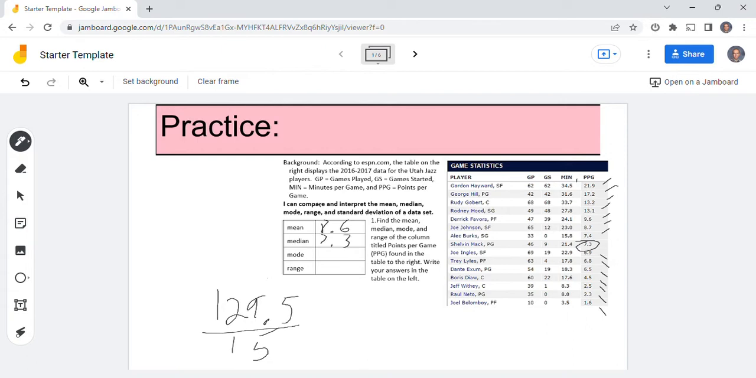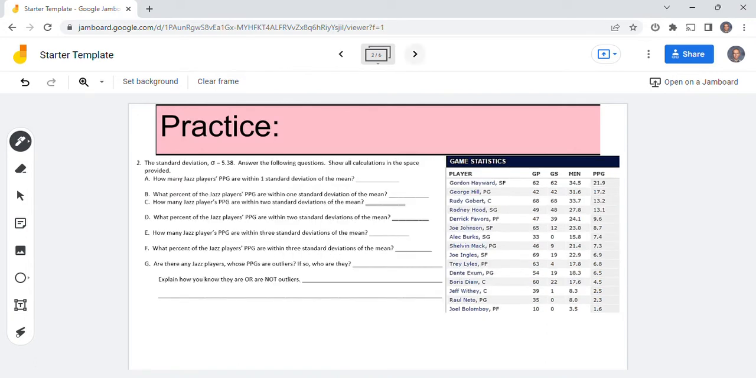The mode does not exist. There is no number that is repeated. Since there is no number that's repeated more than once, there is no mode. So I'm going to write none right there. For the range, we're going to take our lowest number and our highest number, find out their distance. So we're just going to do 21.9, subtract that 1.6, and when I do that, I get 20.3 as the range, so 20.3.